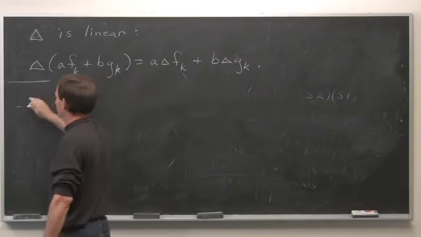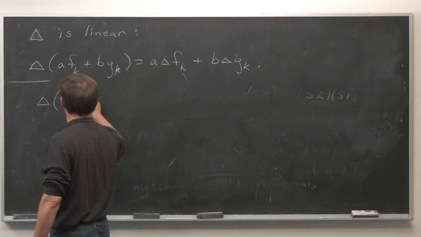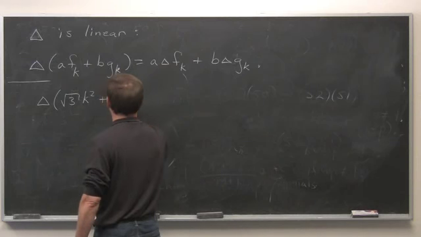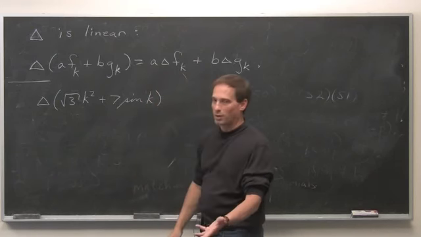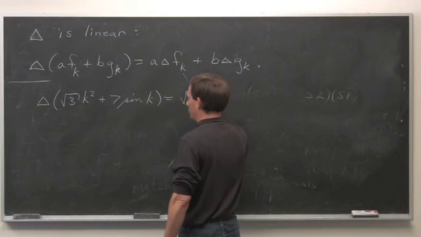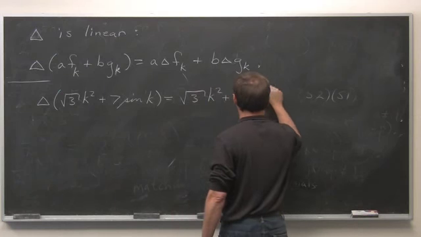So what are we saying? We're saying that delta of the square root of 3 times k squared plus 7 times the sine of k. What is it? By definition, this is the square root of 3 k squared plus 7 sine of k.